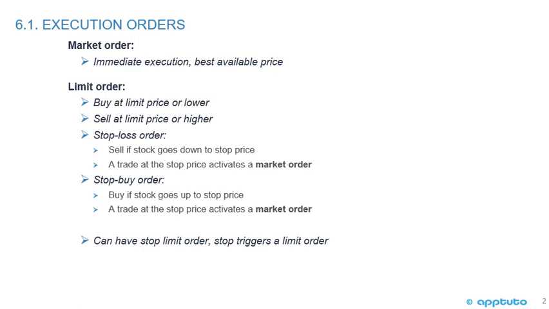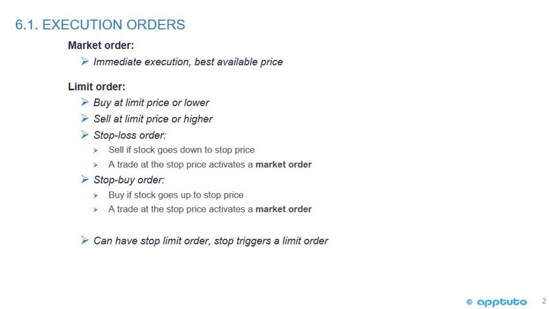So a market order is for immediate execution at the best available price. A limit order to buy is to buy at the limit price or lower. A limit order to sell is to sell at the limit price or higher. Then we can look at stop loss orders and stop buys.